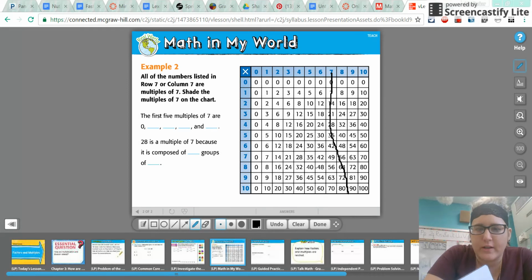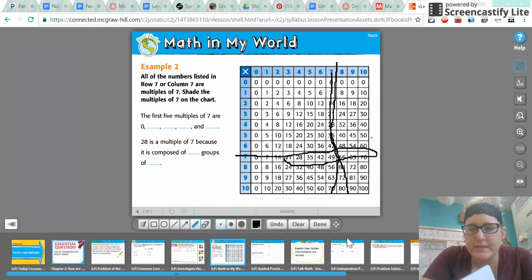Oops, that wasn't a very straight line, was it? All of these and all of these. I know that's not a very straight line, but you're basically going down there. Okay, now those are all the multiples of 7.